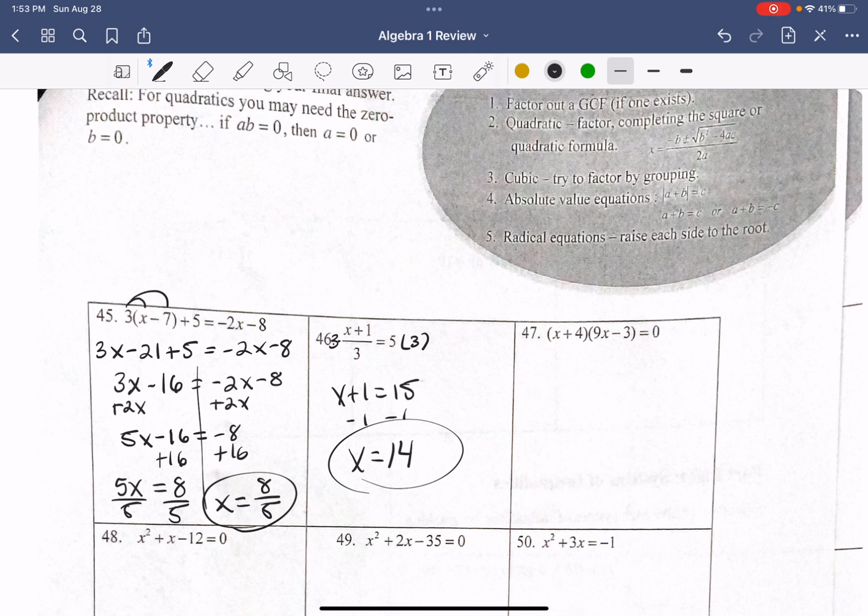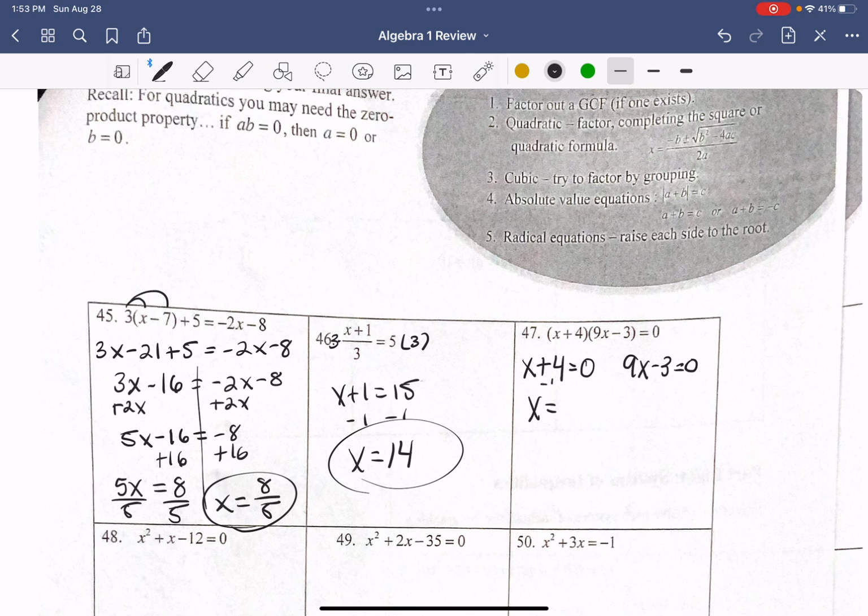For number 47, you might be tempted to expand the problem so that you make a trinomial, but that's not actually the way that you solve this. When you have two binomials like this, you need to break this into two pieces to solve for it. So if our answer is equal to 0, then either x plus 4 has to equal 0 or 9x minus 3 has to equal 0. We can talk about in class why that is if you're interested or don't know. But we're going to solve these two separate equations.